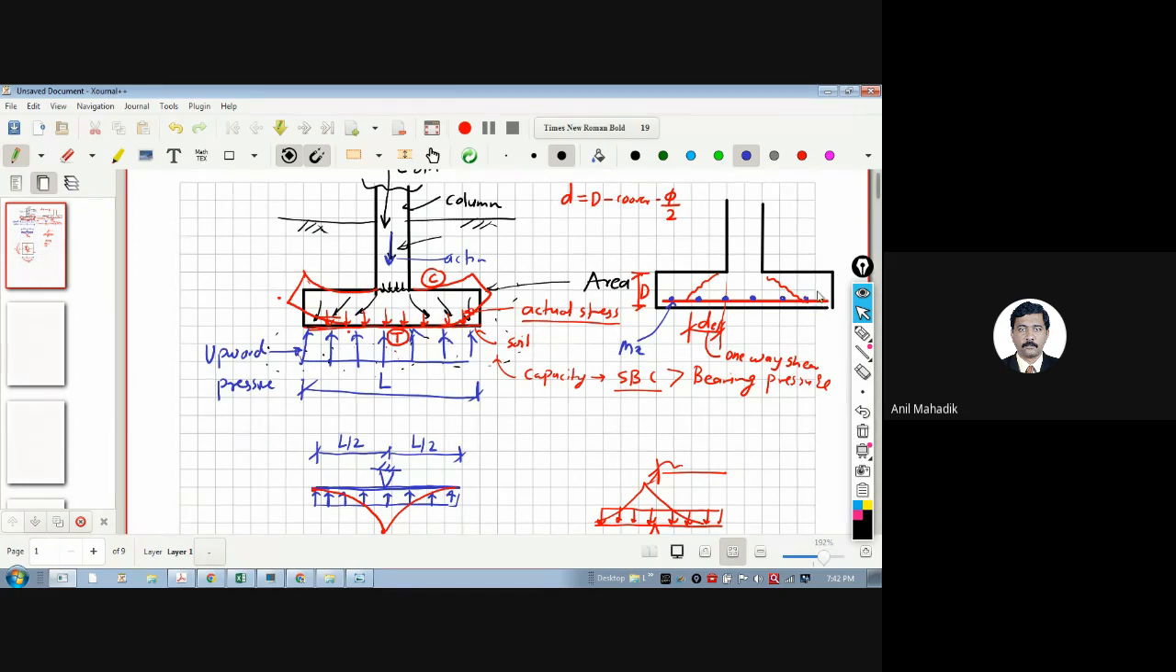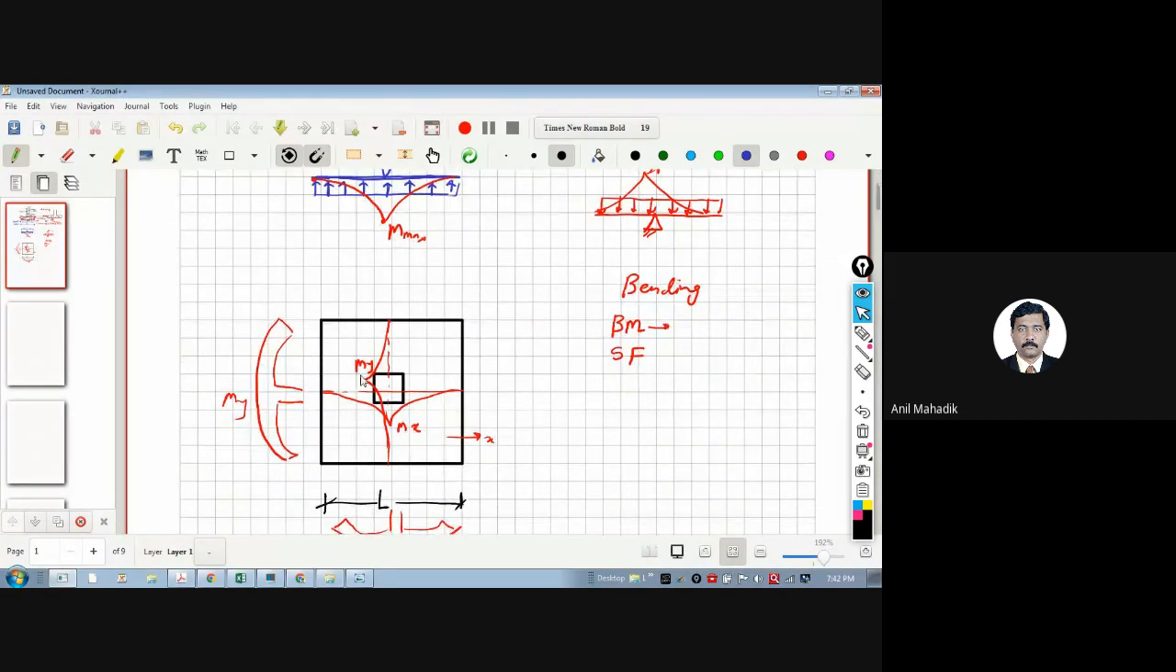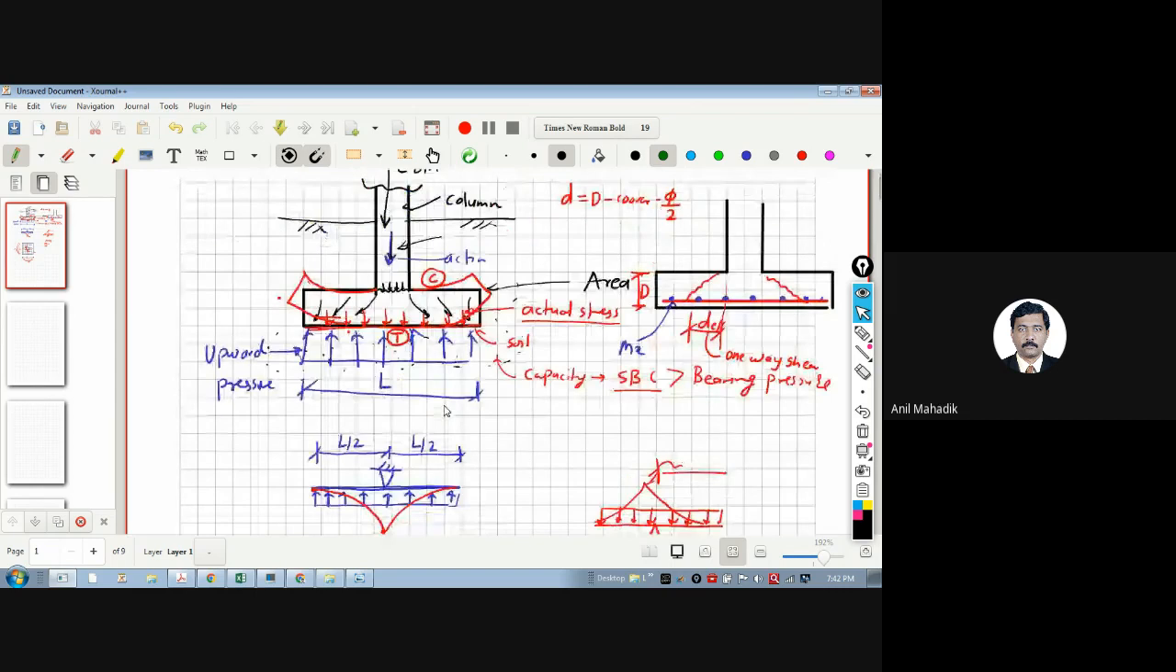So generally there is a mesh for reinforcement. This Mx will be taken care of by this horizontal steel reinforcement. We will design this horizontal steel for Mx moment, and we will design this steel for My moment. So this green is nothing but the dots which I have shown. This is the general behavior of the footing.